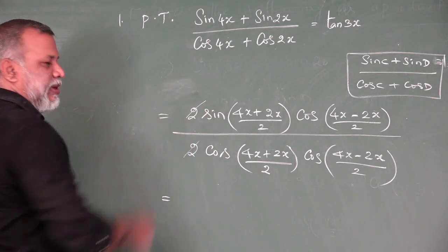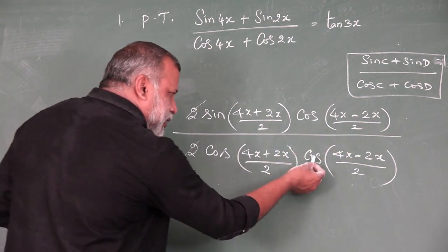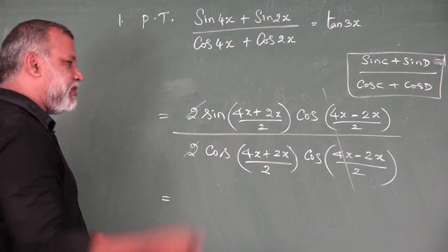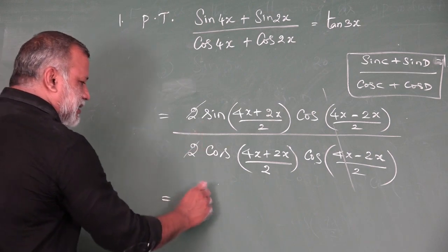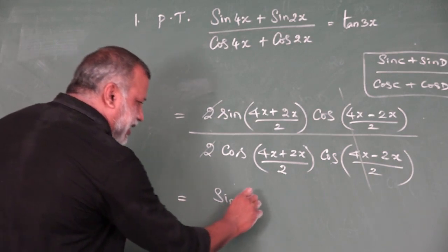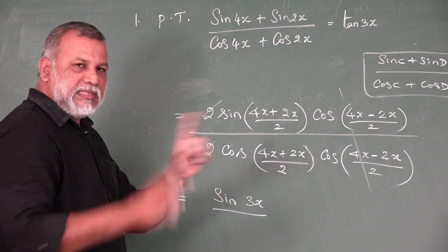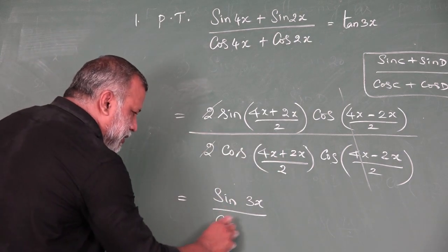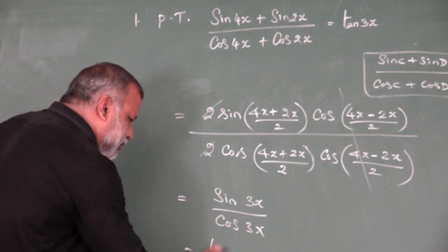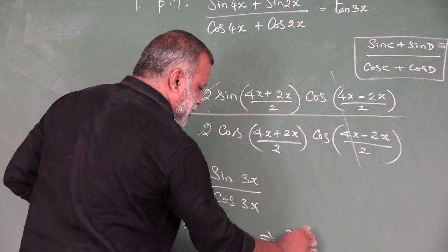Again listen, the 2 in the numerator and denominator will be eliminated. Here cos of 4x minus 2x by 2, and here also cos of 4x minus 2x by 2. The numerator and denominator are the same, so we can eliminate that. See here sin of 4x plus 2x means 6x, 6x divided by 2, we get 3x. Denominator again cos 4x plus 2x, 6x divided by 2, we get 3x. See sin by cos, it is equal to tan. So it is equal to tan 3x. That is your result for the right-hand side.